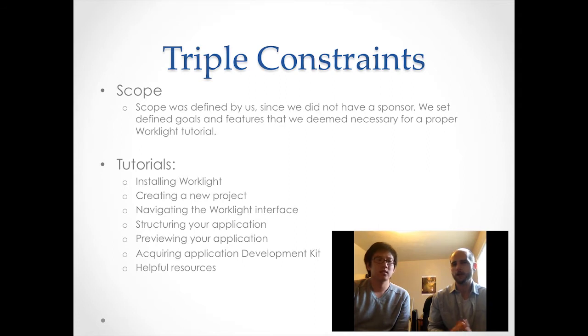I'm now going to go over the triple constraints of our project, starting with the scope. So the scope of our project was pretty open-ended. We were able to pretty much define our own scope. We went forward and developed the full application and separated it into different sections regarding what the user would intend to learn, starting from just a basic introduction to Worklight, like how to install it, how to set up your own app, how to structure it, and then finishing off with a little bit more complicated aspects such as deploying the application to an actual app store.